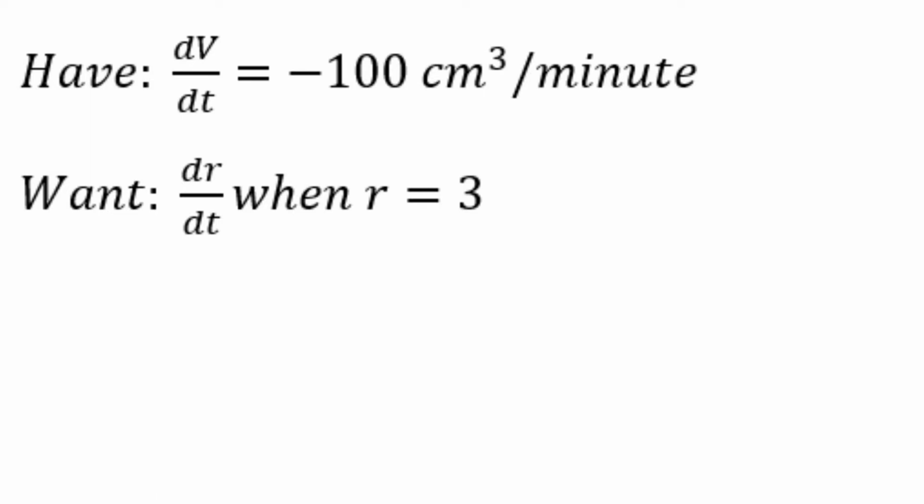And what do we want? Well, we are looking for dr/dt when r equals 3. So this is at what rate the radius will be decreasing when r is 3, which is the radius of 3 centimeters, which is what we were given.